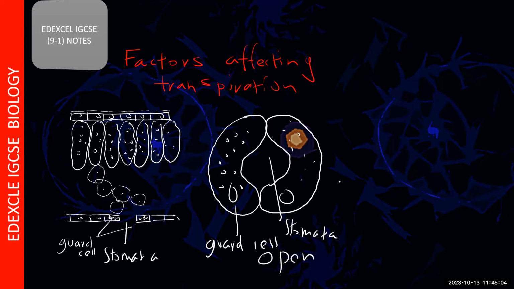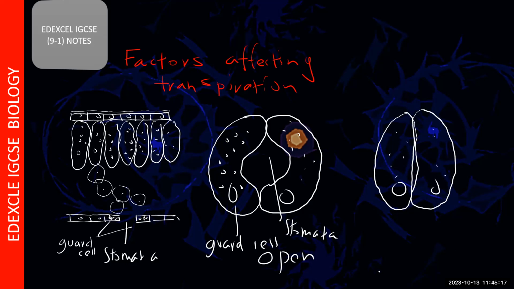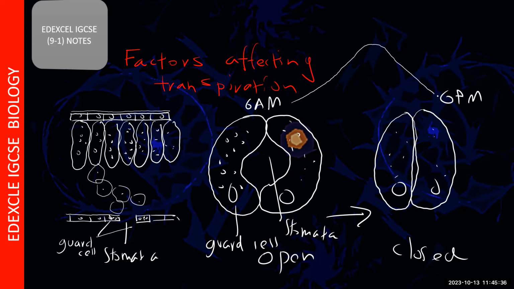This is open, and when it wants to close, it just gets this kind of shape, and then it's closed. So this happens during the daytime. For example, if we take 6 a.m. in the morning and 6 p.m. in the evening, the opening is like this. So in the daytime it's completely open. Here it's closed, and here it's closed, and here it's open.